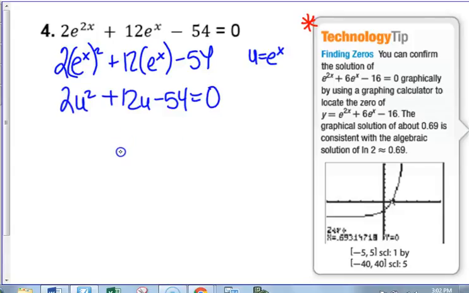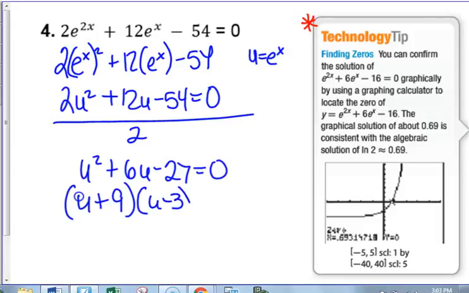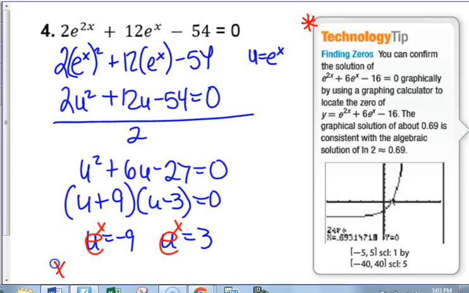Okay, I don't know about you, but my first thought is we need to do what? Divide out a 2 or just factor out a 2. It's the same difference. Okay, factors of 27 that make 6. Good job, Camden. Okay. So now I get negative 9 or 3. Am I done? Yeah, unfortunately I got to make this e to the x and this e to the x, which then means I have to do what? ln of negative 9 and ln of 3.